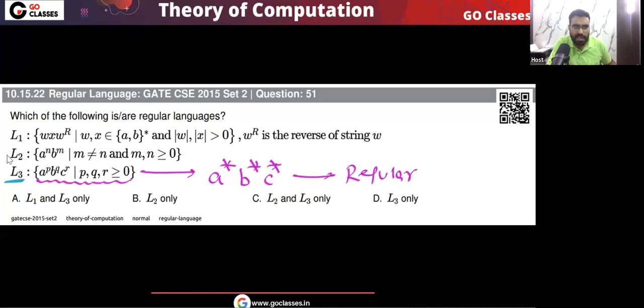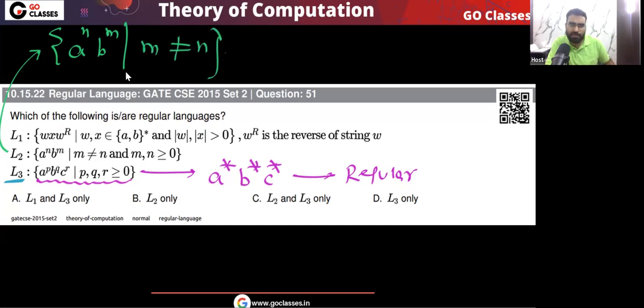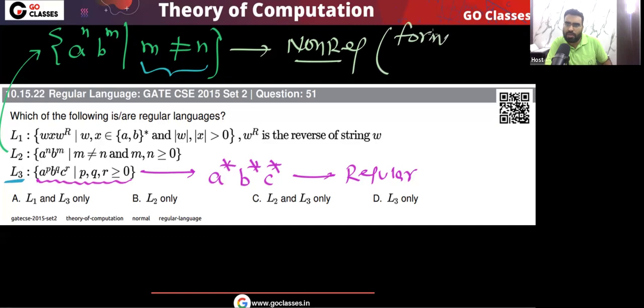Let's see the remaining. This L2 we have already seen. Do you remember, in the previous lecture we have already seen this L2? What is this L2? This is a power n, b power m, where both are not equal, where both are basically different. Here you can see there is a comparison, an unlimited comparison, with infinite possibilities of comparison. The formal proof we have seen in the previous lecture is that this language is non-regular. If you want to know the formal proof of this language, you can watch the previous lecture.